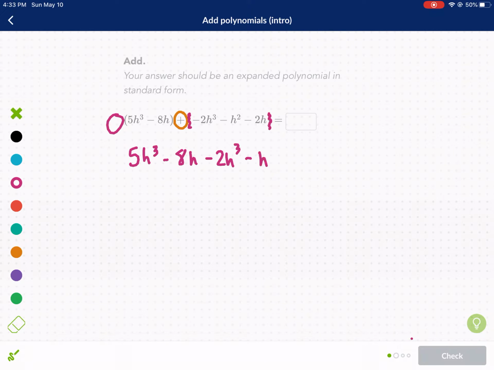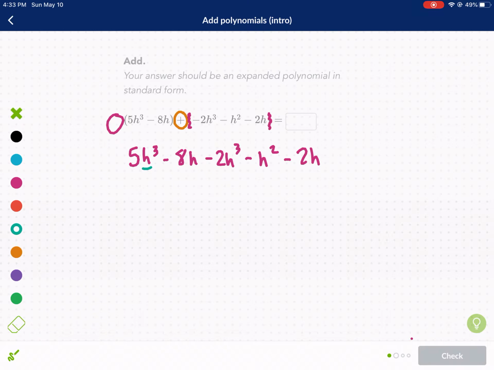And we have negative 2h cubed. We'll leave it as it is. H squared, negative, leave it as it is. Negative 2h, leave it as it is. Now what we are going to do is look for like terms. Anytime we have a variable that's the same with the same exponent, that is a like term.